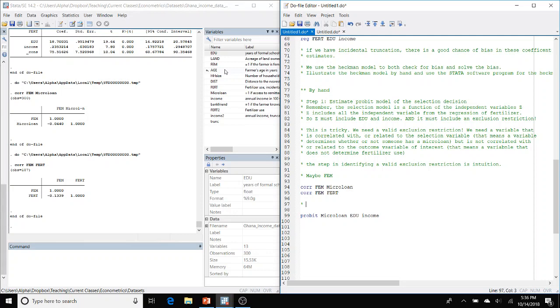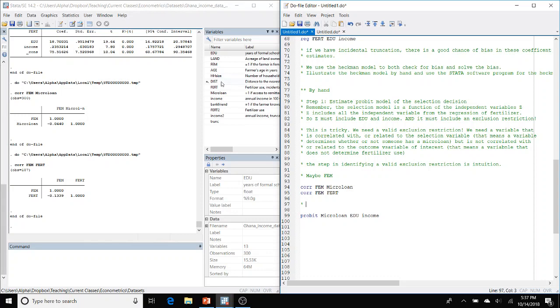Age very well is almost certainly going to be related to how much fertilizer you use, because oftentimes younger farmers are going to be more ready to adopt new technology and more willing to apply more fertilizer. So age is not going to work. Household size. That one's not obvious either way. It's not obvious that household size would be related to whether or not you have a microloan, and it's not obvious that it'd be related to fertilizer use. So that's not a good one.